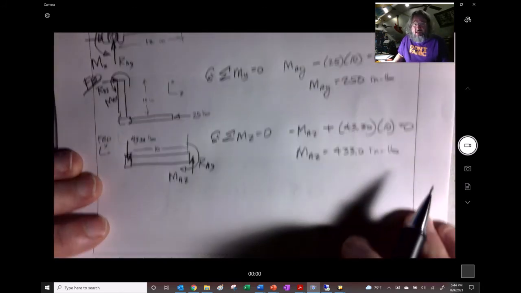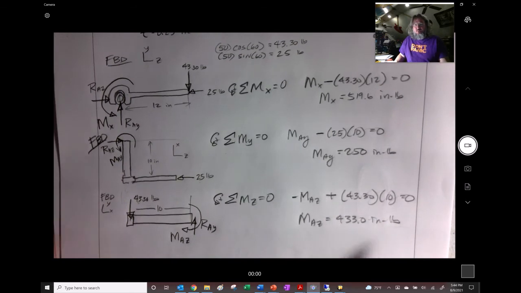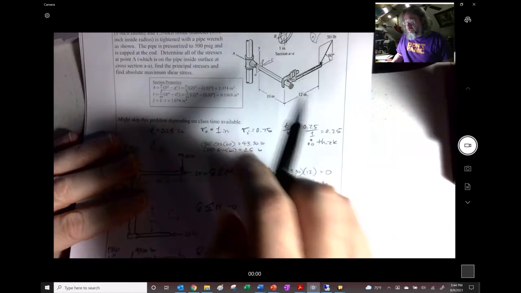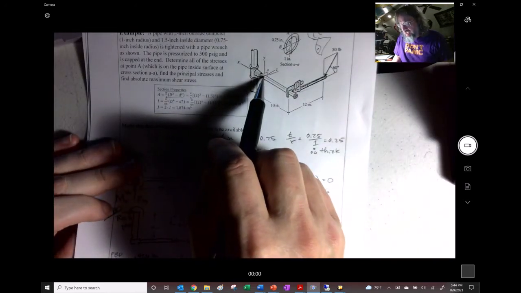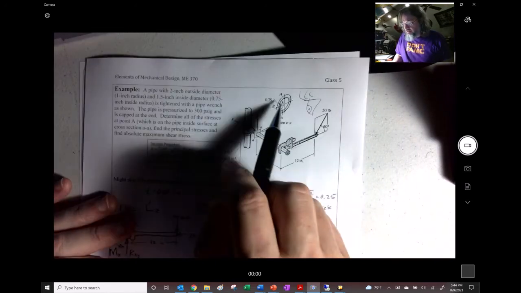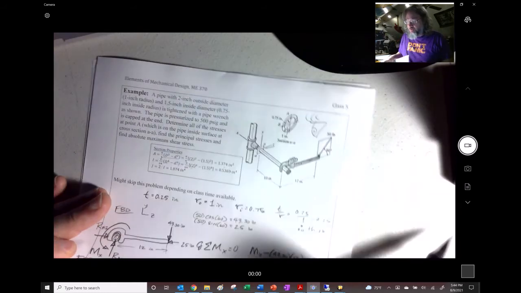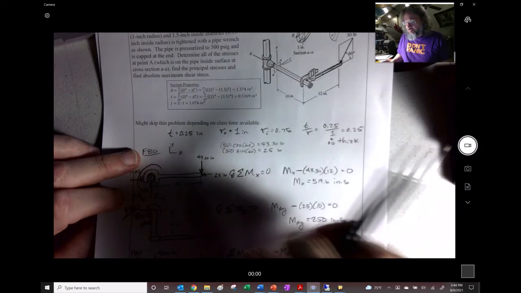All right, so now we have to decide. We got all these reactions, but which ones actually matter? Because we're only asked for the stress at A right here, which is on the inside. That's an important type of thing.